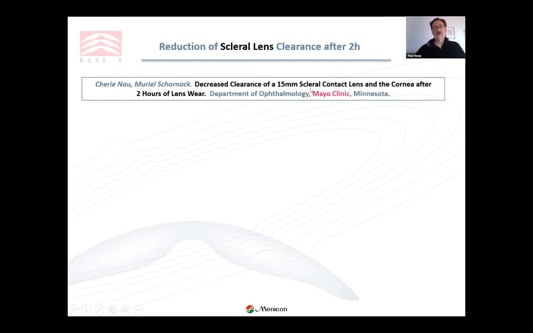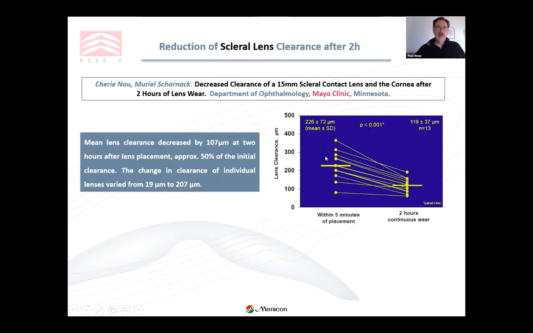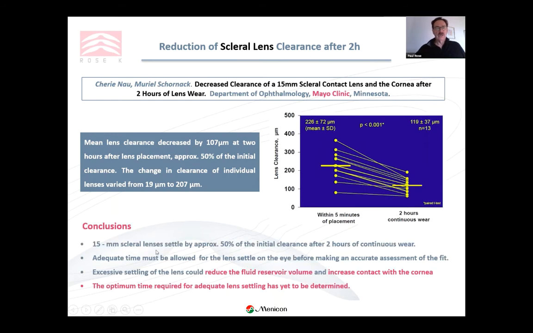So this was a study done with a 15 millimeter scleral lens at the Mayo Clinic, and these lines represent each individual case that they looked at. This was where the lens sat with the tear layer clearance here within 5 minutes of placement, and this is what happened 2 hours later. So what were their conclusions in the study? That with a 15 millimeter scleral lens, approximately 50% of the initial clearance was reduced after 2 hours. So the lens settled, so the tear layer thickness was in fact about half after 2 hours.